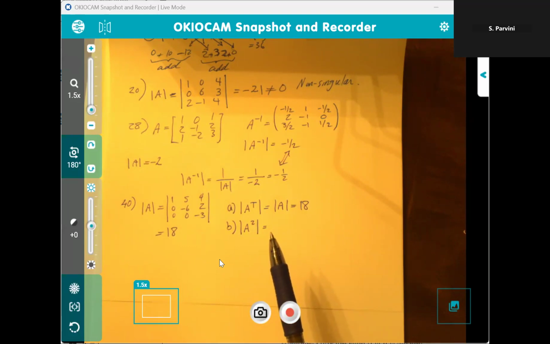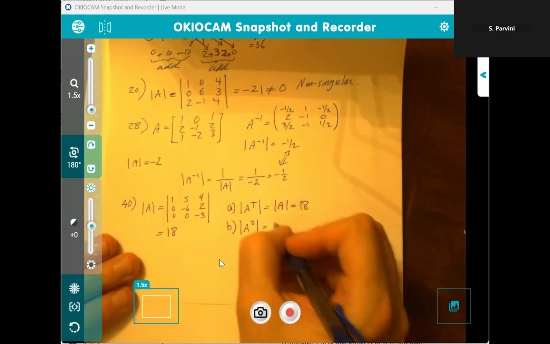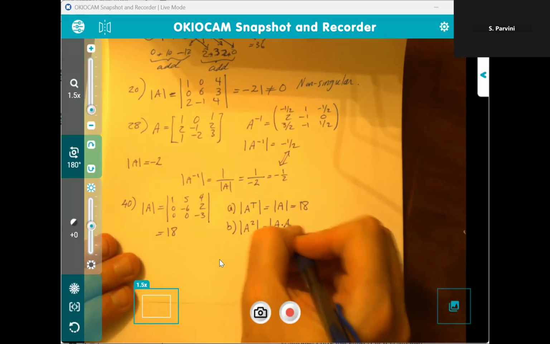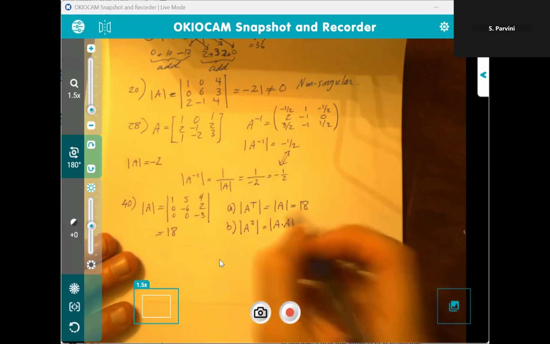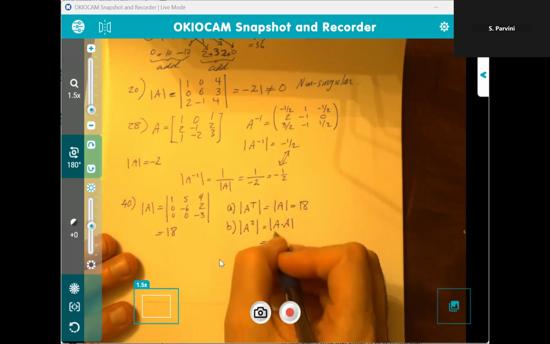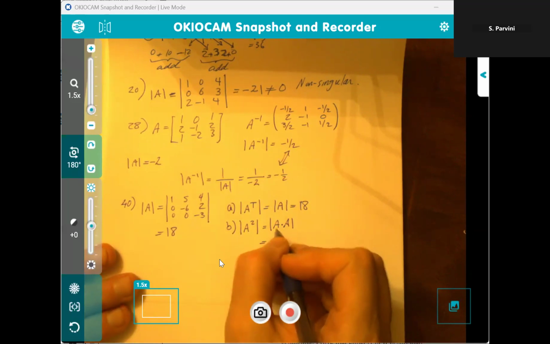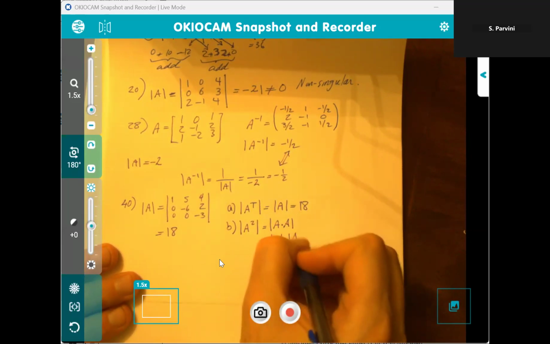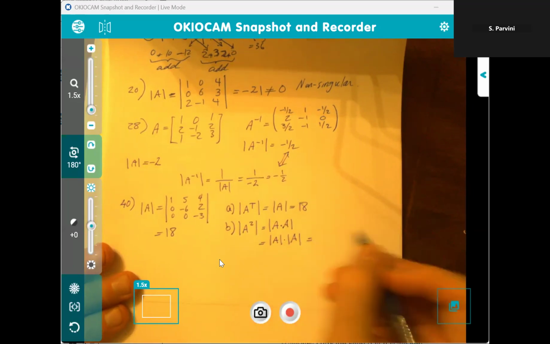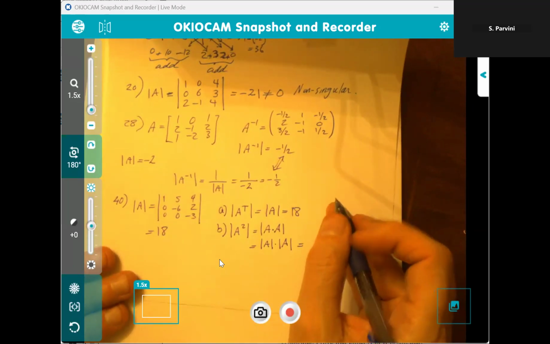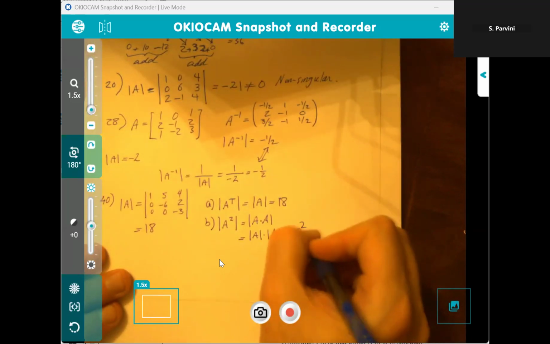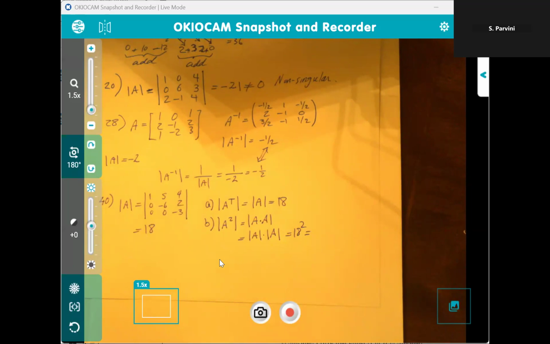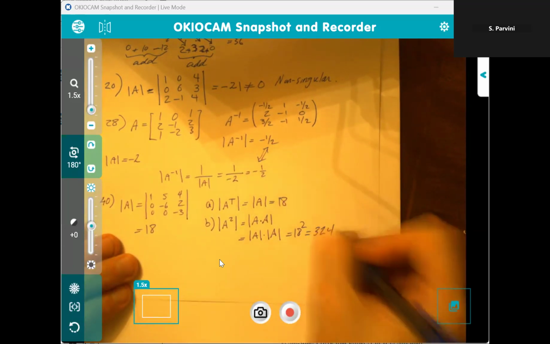Can I square it? Let's see. Determinant of A squared means determinant of A times A. And the determinant of a product is the product of determinants. So that's determinant of A times determinant of A. And this one is 18 squared, and 18 squared looks like 324 there.